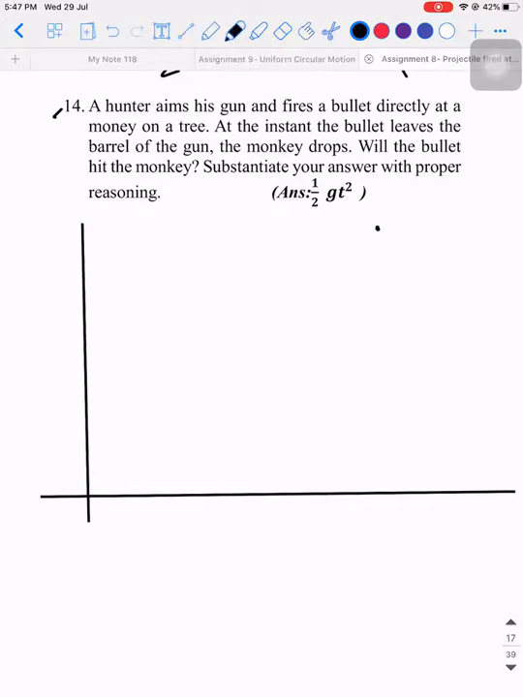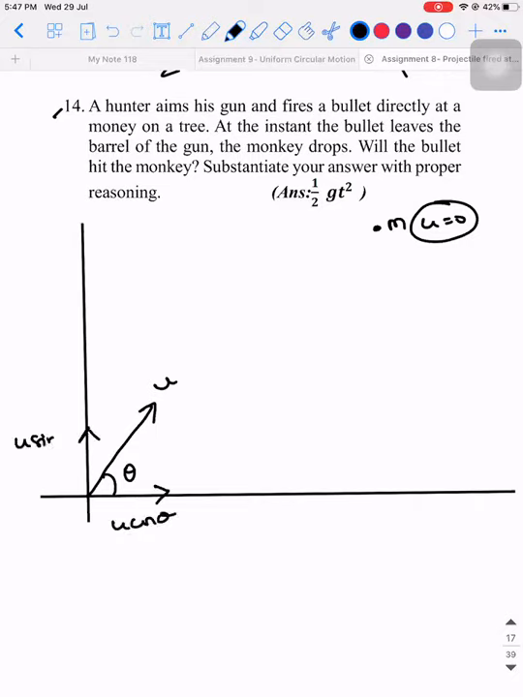So there is a monkey which is jumping from here. Dropping means its initial velocity is 0. A hunter aims his gun and fires a bullet directly at the monkey on the tree. At the instant the bullet leaves the barrel of the gun, the monkey drops. So let's say the bullet is fired at an angle theta. Let this be u cos theta and this be u sin theta.